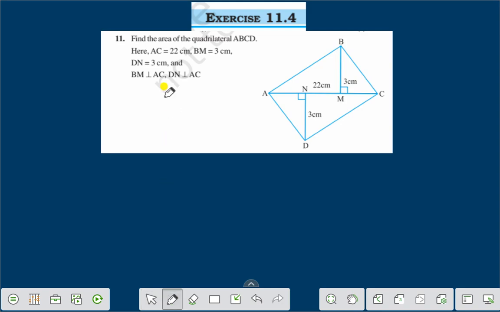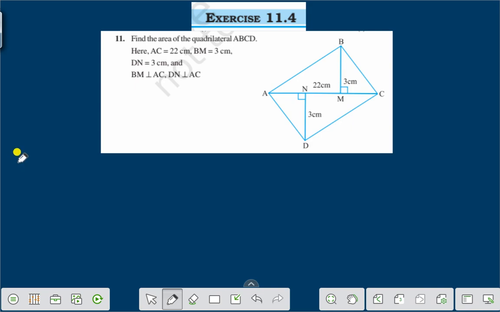Question number 11 you see here. Find the area of the quadrilateral ABCD. Here AC is given 32 cm, that is A to C is 32 cm. BM is 3 cm and DN is 3 cm. And BM is perpendicular on AC and DN is also perpendicular on AC, right? Now, first of all, we have to find the area of quadrilateral ABCD.